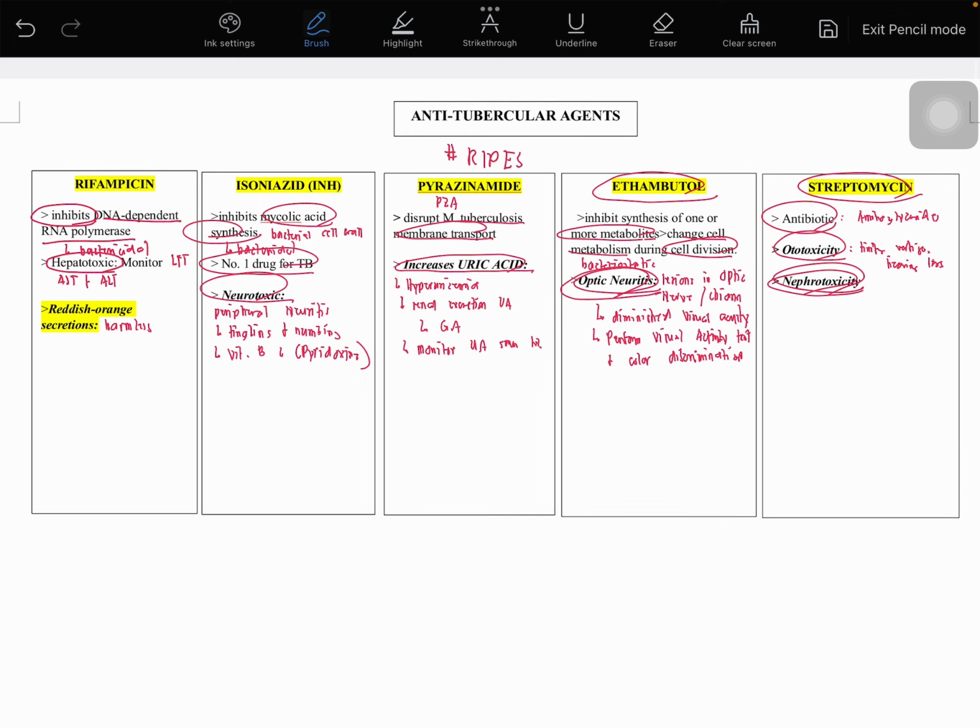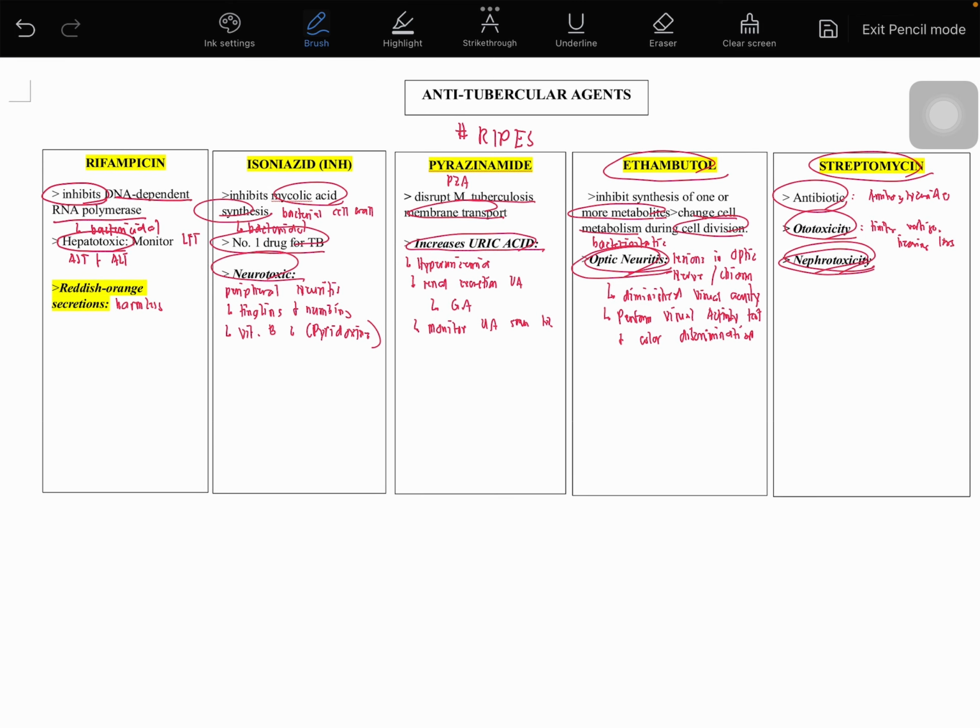So, that is the end of our discussion. This is the basic concept of your anti-TB agents natin.